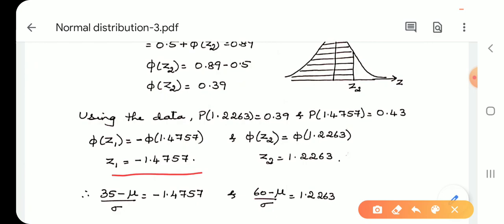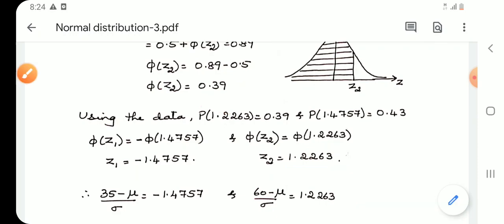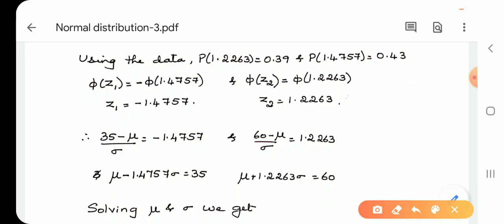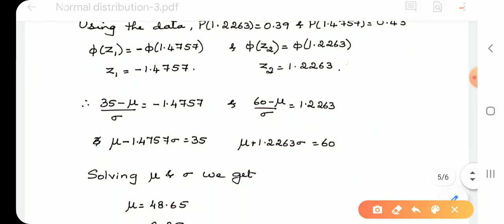Similarly, second result we will take. Phi of z2 is 0.39. 0.39 is given here. So instead of phi of z2, I can write it as phi of 1.2263. So the value of z2 is 1.2263. So instead of taking the help of probability table, here it is given in the question itself as data. So we have found the values of z1 and z2. We will put the values of z1 and z2 here in the above equation.